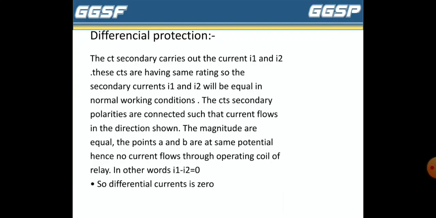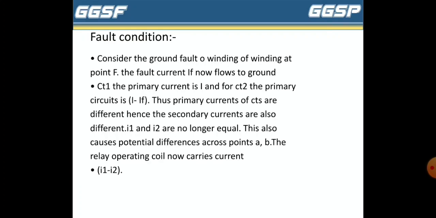The CT secondary carries the currents I1 and I2. These CTs have the same rating, so the secondary currents I1 and I2 will be equal in normal working conditions. The CT current polarities are connected such that the current flows in the direction shown. The magnitudes are equal. The points A and B are at the same potential, hence no current flows through the operating coil of relay. In other words, I1 minus I2 is equal to 0. So differential current is 0.